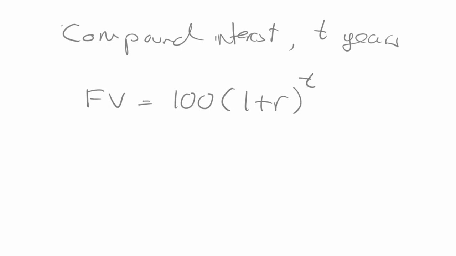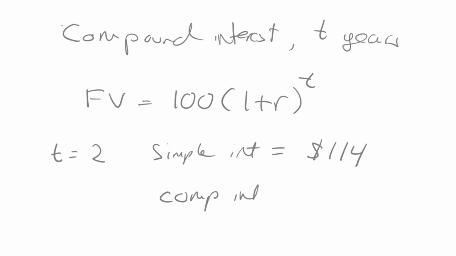Well, we've just seen this can make a difference. So for T equals 2, and let's stick with R equals 7%, with simple interest that gave us $114. Compound interest gave us $114.49. Well, who cares if it's just 49 cents? Suppose we weren't just investing for 2 years. Suppose we were investing for 100 years.